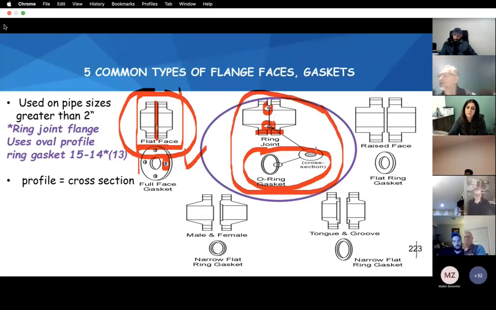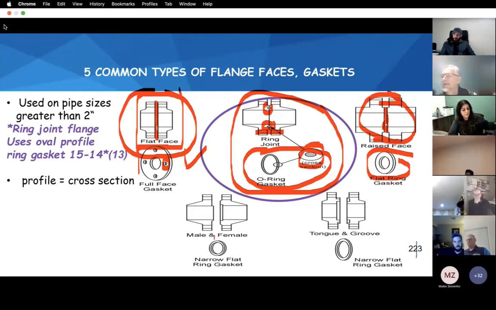Important to note the cross-sectional profile of the ring joint. A flat ring gasket works on something called raised face flanges. So these flanges come together and you'll see the bolts exposed, and the flat ring gasket will only cover the raised face. Another kind with narrow flat ring gasket, and another kind with narrow flat ring gasket.